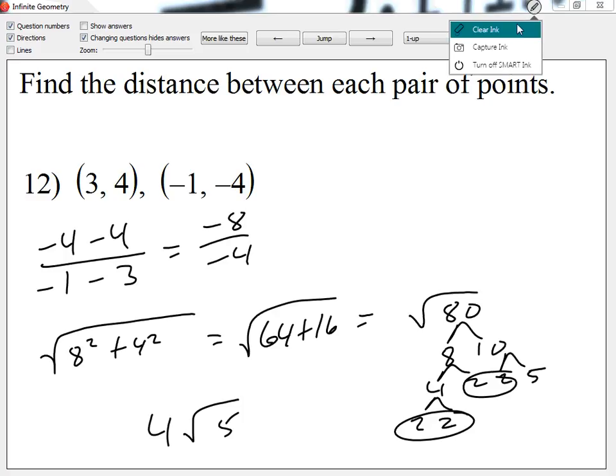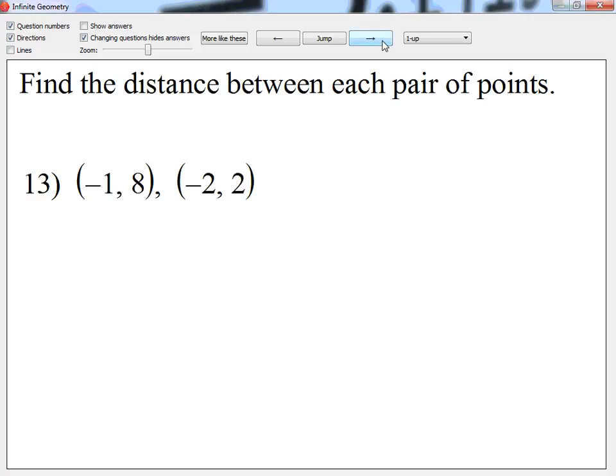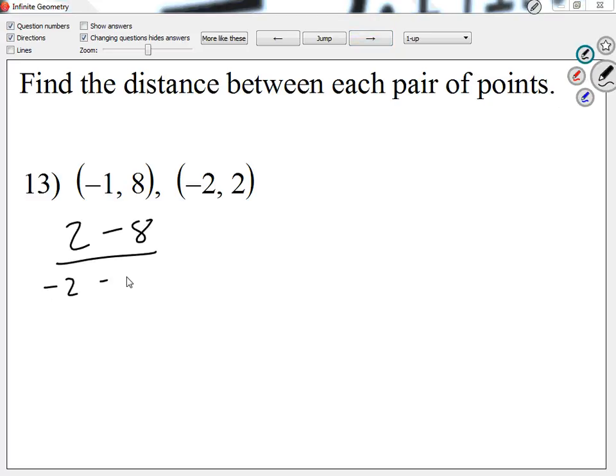I still see some faces, so let me take a look at question number 13. Let me go 2 minus 8 over negative 2 minus a negative 1. 2 minus 8 is negative 6. How much is negative 2 minus a negative 1? Remember, two negative signs becomes a plus. Negative 2 plus 1 is negative 1.